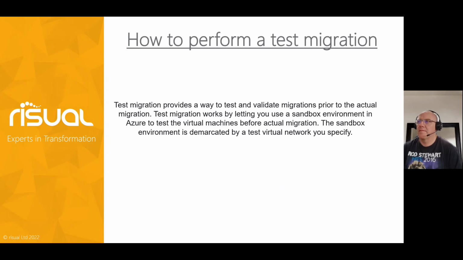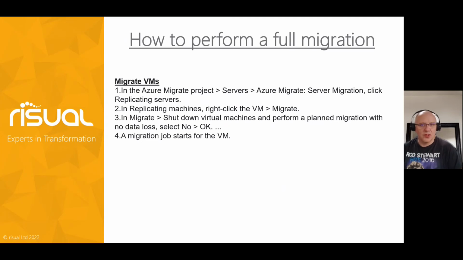What's the next step? Well, that is then what's called the full migration, or as I mentioned in the earlier slide, a cutover migration. So the process to do this is you've created the Azure Migrate project, which is where you get all the discovery, etc. for all your servers. You've done the replication, you've done the test migration. So you go into the project, you go to servers, you go to Azure Migrate, and you click on server migration and look for the replicating servers.